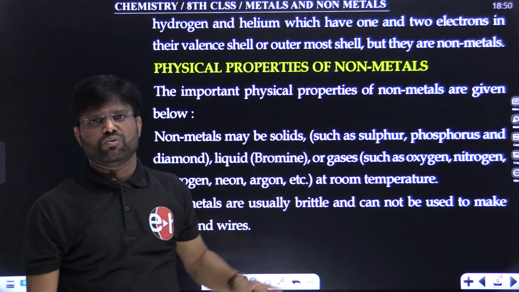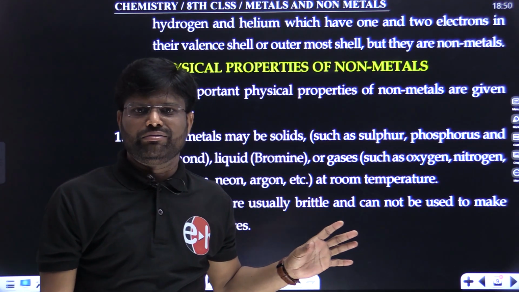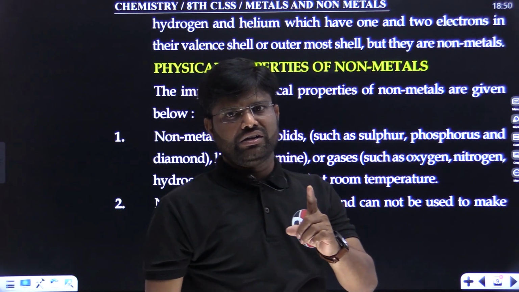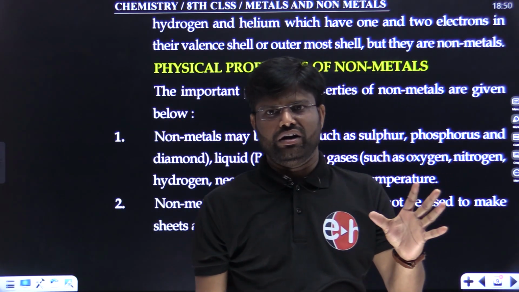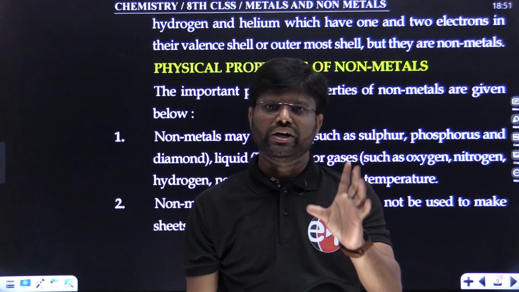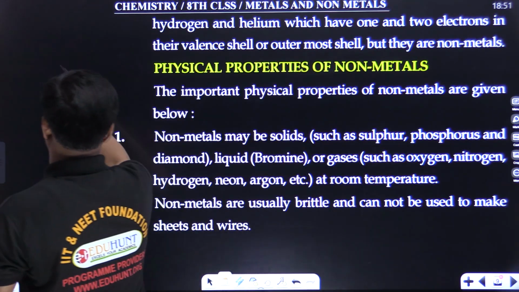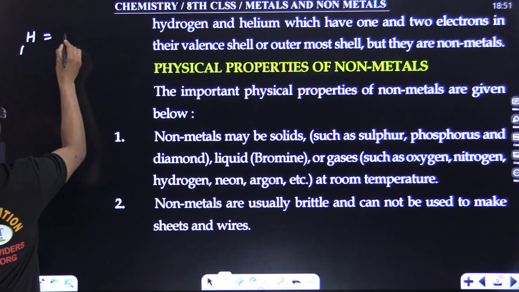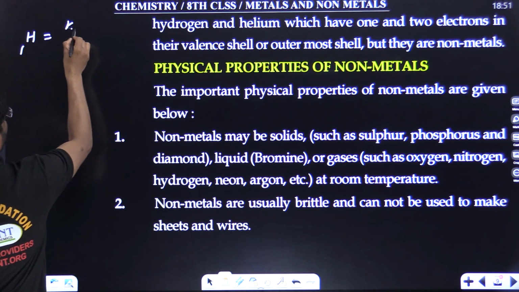Hydrogen contains 1 electron, helium contains 2 electrons. Hydrogen atomic number 1, electronic configuration 1. So the first shell contains only 1 electron. So hydrogen atomic number 1, electronic configuration K shell 1.